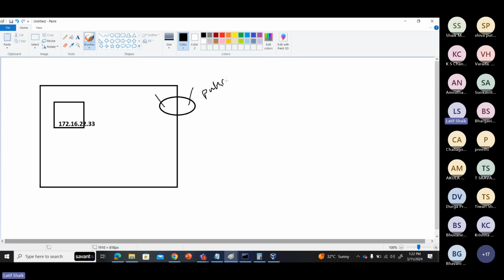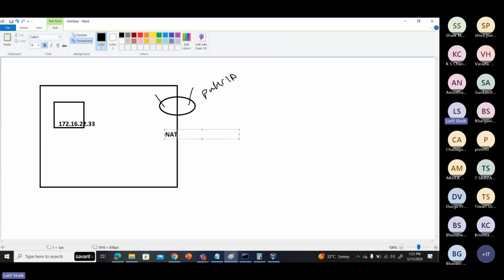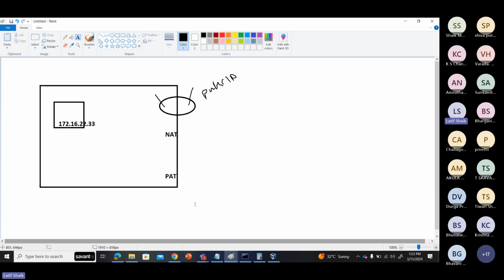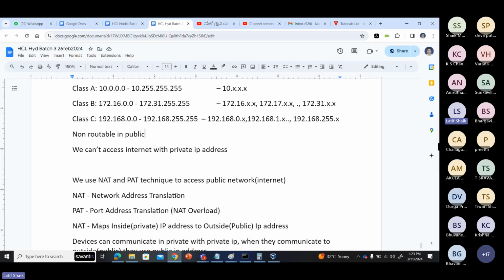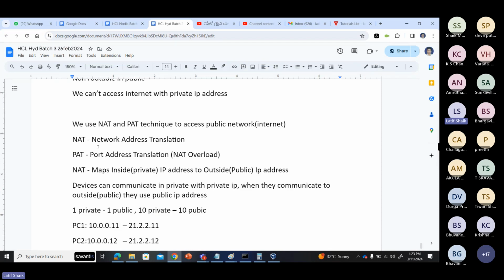What happened here? They use a technique called NAT, and PAT techniques are there. NAT technique and PAT technique to communicate and to get communicated from private. So NAT means network address translation. PAT means port address translation.